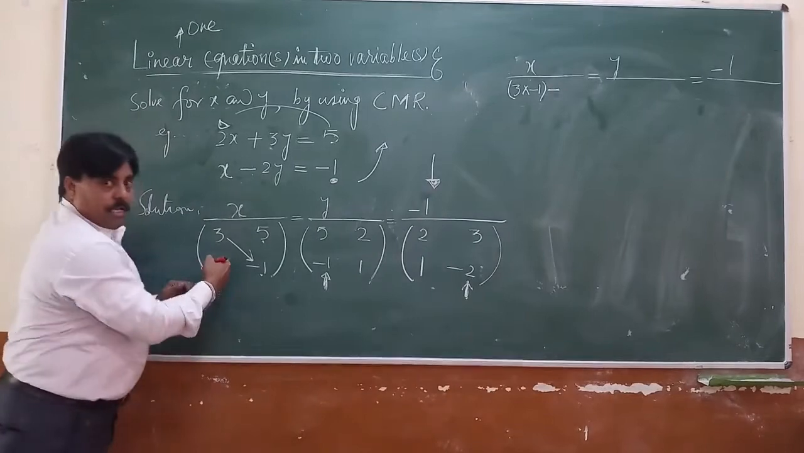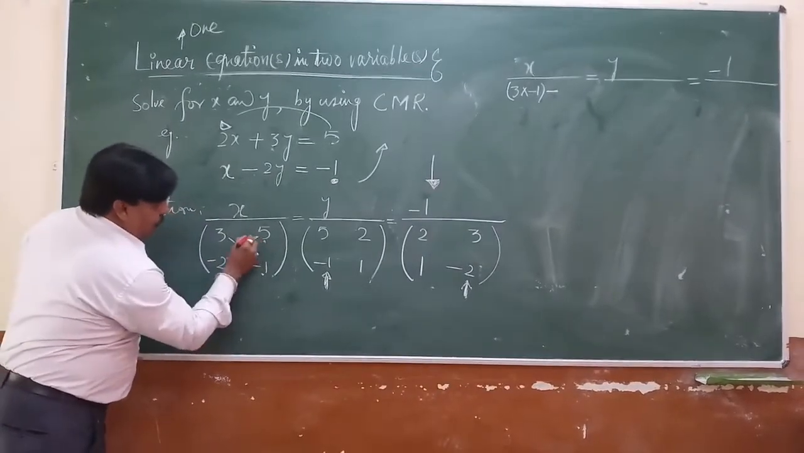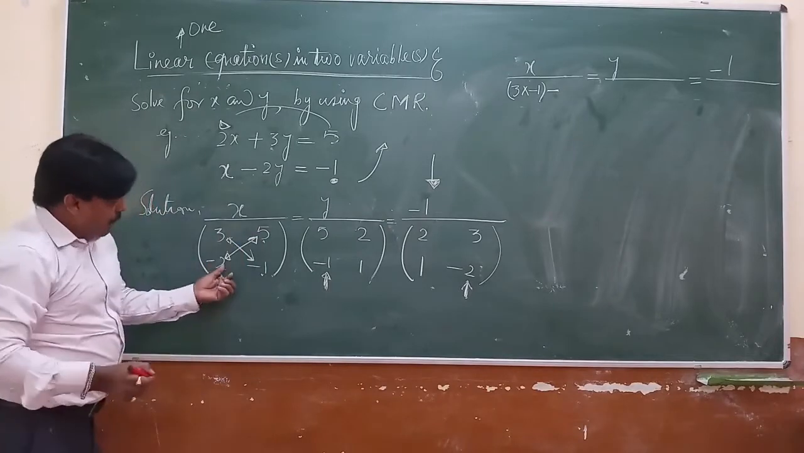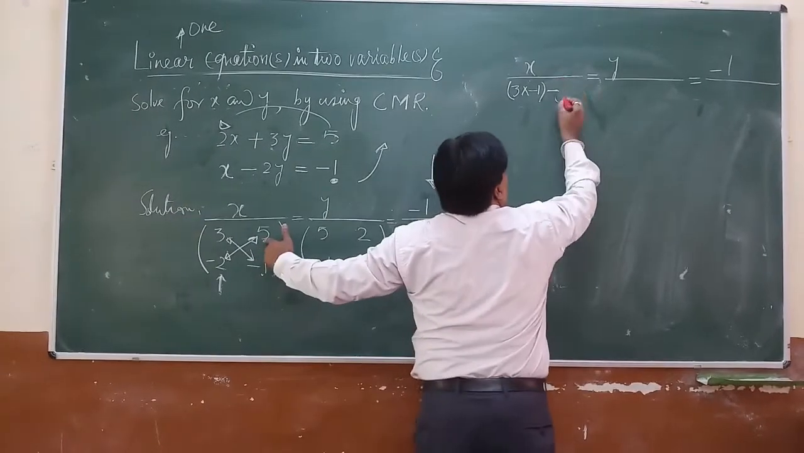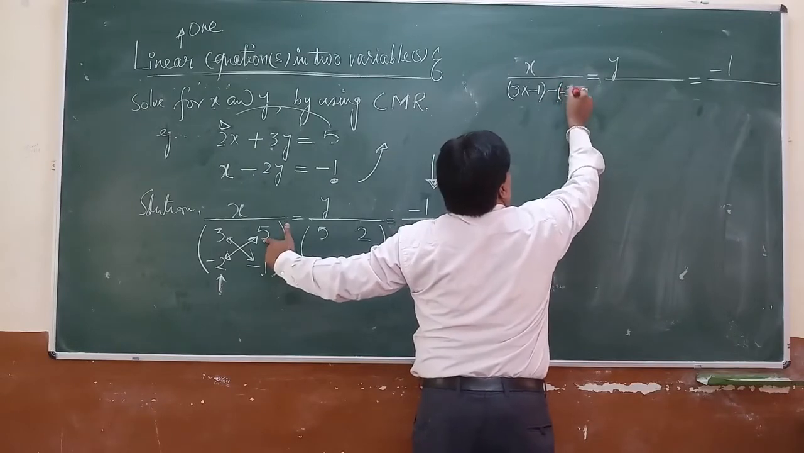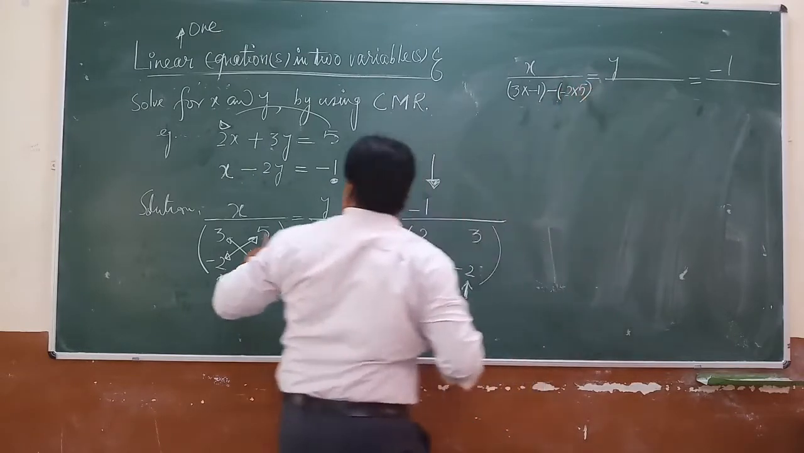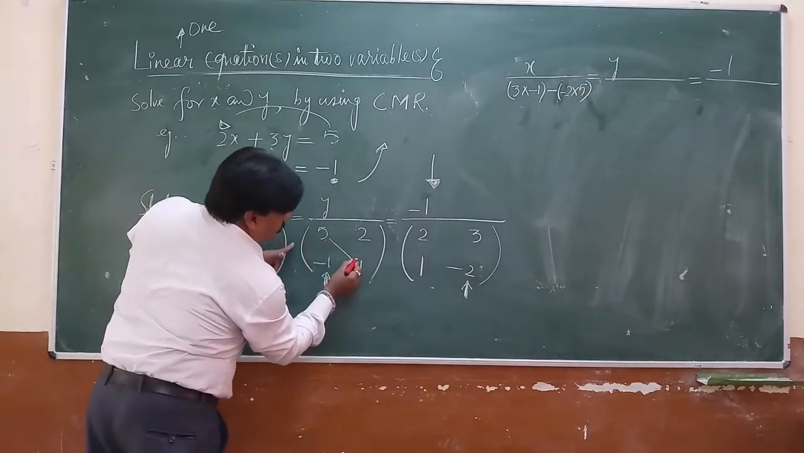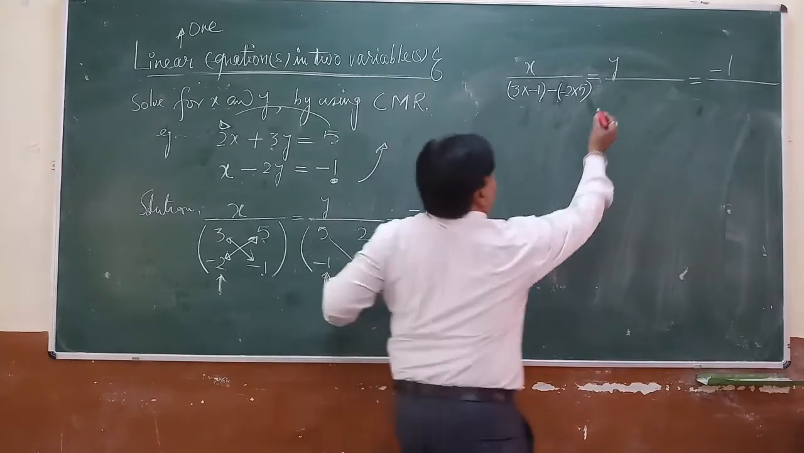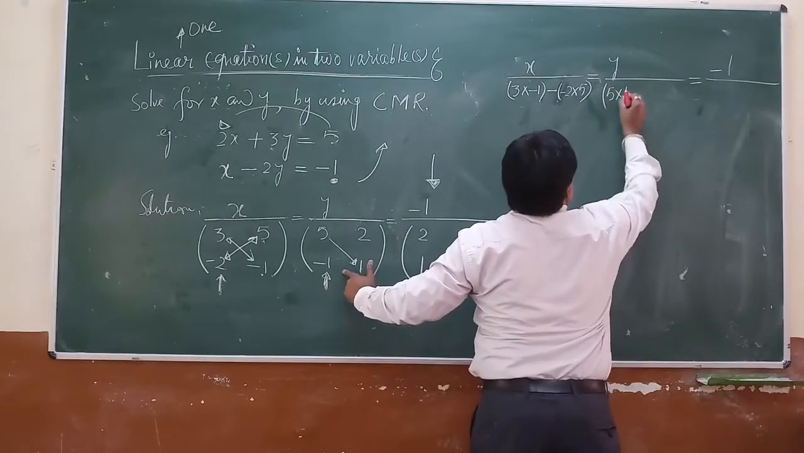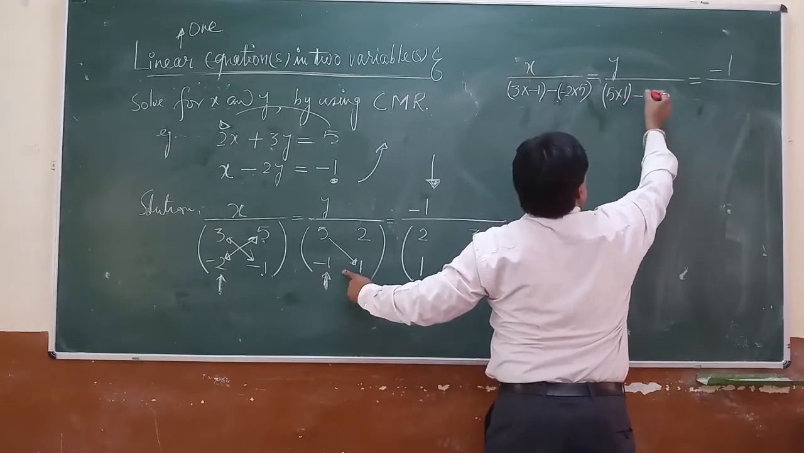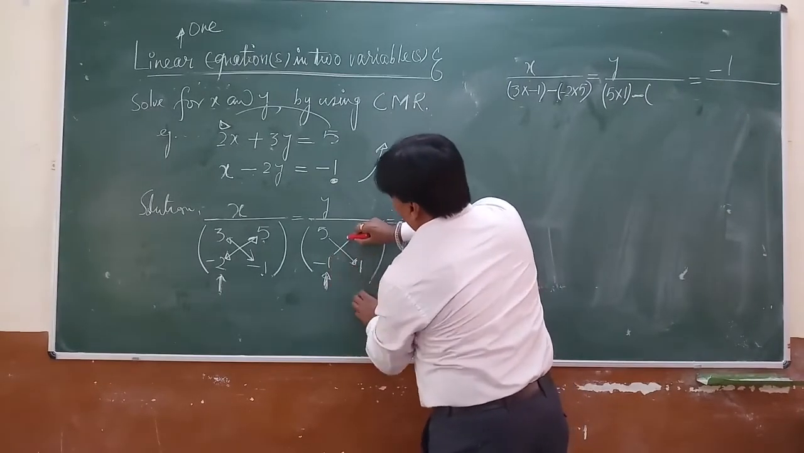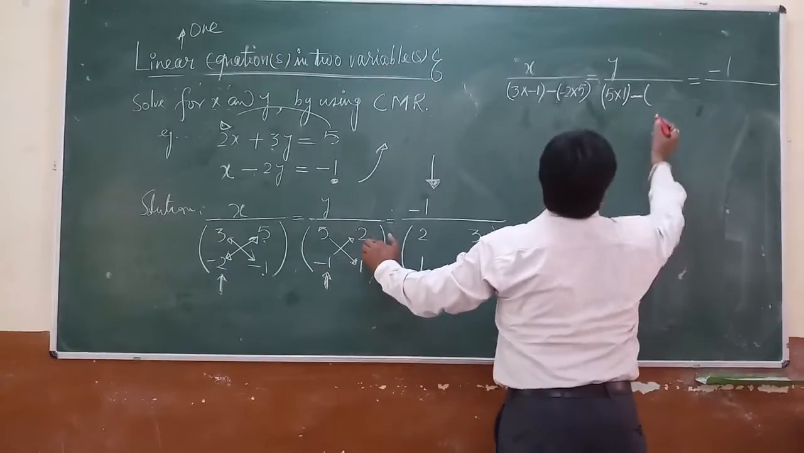Now down to up we will go. This one. Minus 2 into 5. Now similarly for y, up to down, this one, 5 into 1. Keep it in bracket. Minus, according to rule, then down to up. Minus 1 into 2.